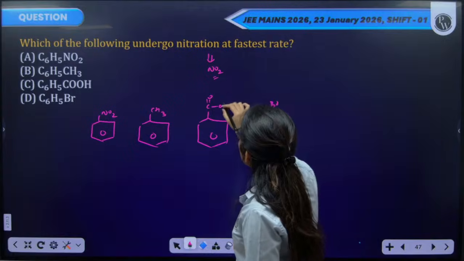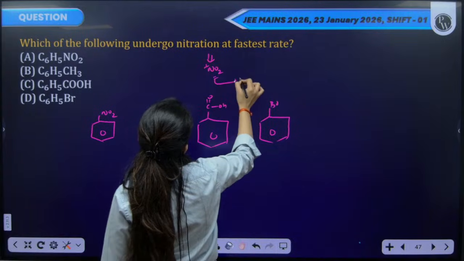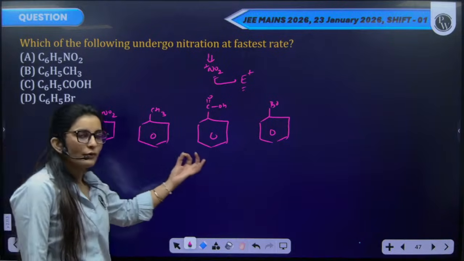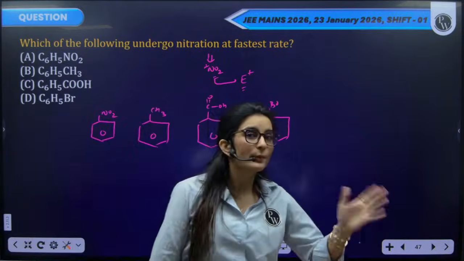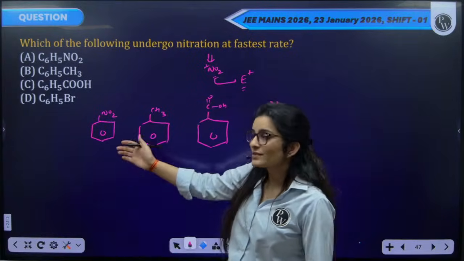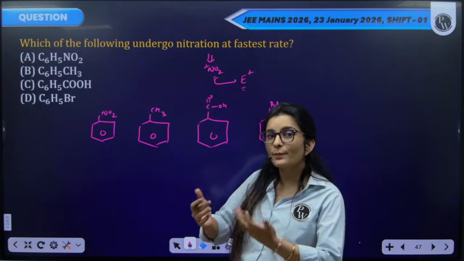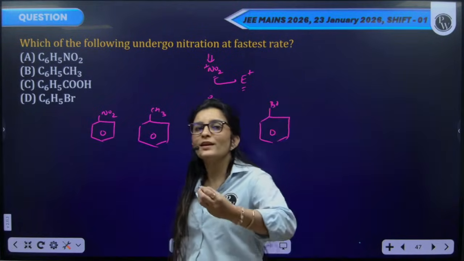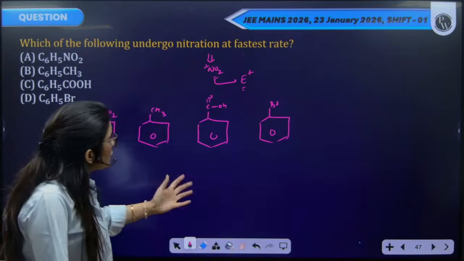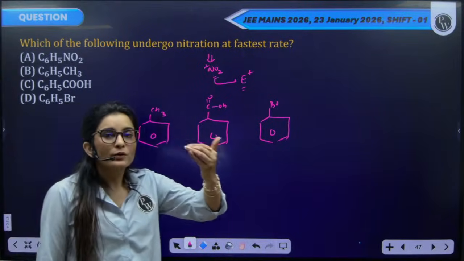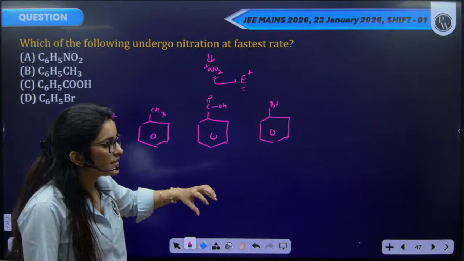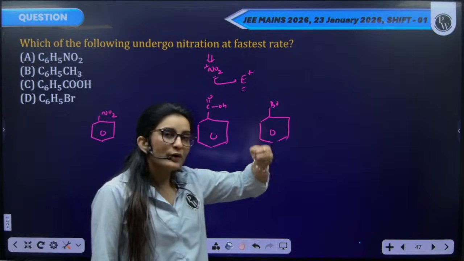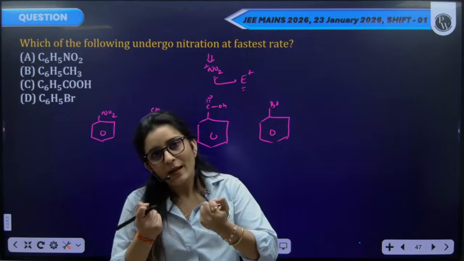So in nitration basically this electrophile will be generated, and it will be acting as an electrophile. It has to get substituted over the benzene ring. Now the more the electron density on the benzene ring, the faster it will be able to donate its electron density to the E positive. If an electron donating group is present over the benzene ring, it will increase the electron density, and if an electron withdrawing group is present, it will abstract the electron density.